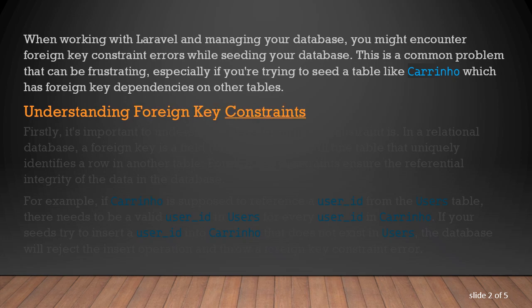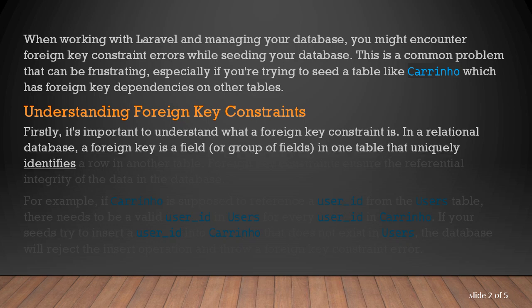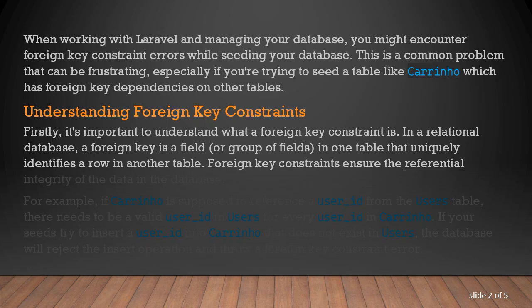Understanding foreign key constraints. Firstly, it's important to understand what a foreign key constraint is. In a relational database, a foreign key is a field, or group of fields, in one table that uniquely identifies a row in another table. Foreign key constraints ensure the referential integrity of the data in the database.